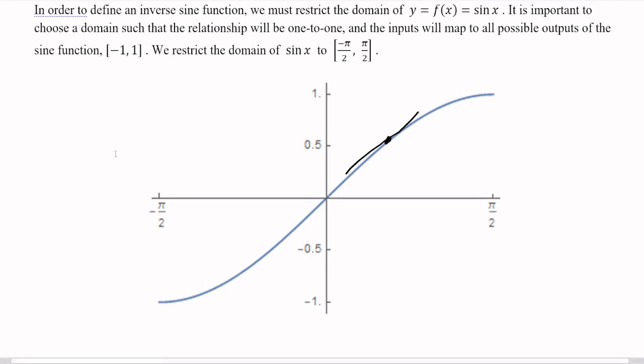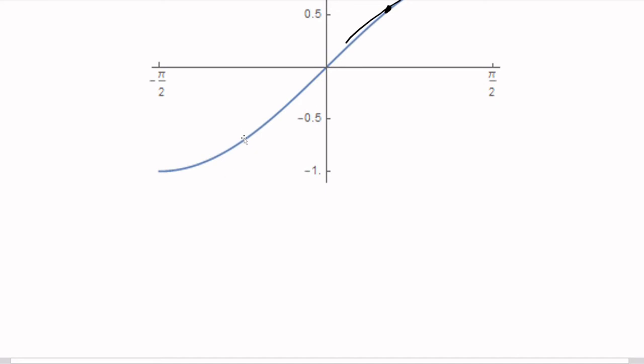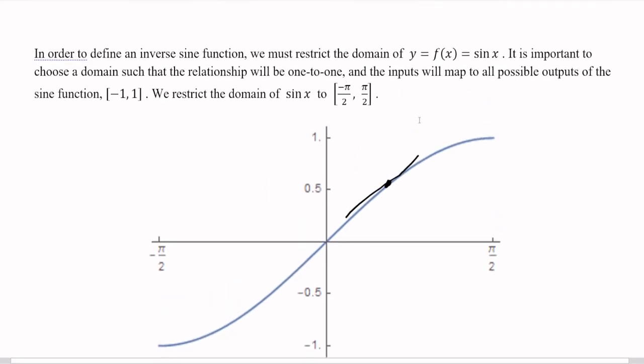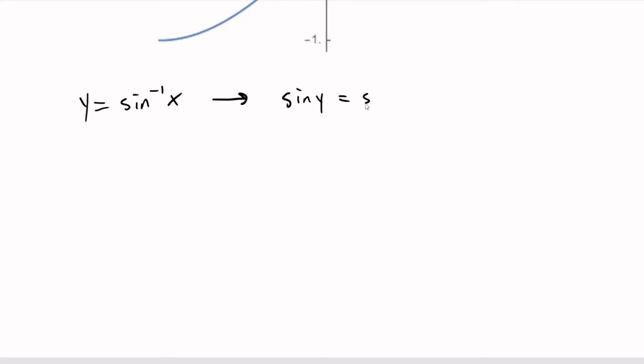So how do we do the derivative? Well, the way we do a derivative here is we actually use implicit differentiation. Let's do that down here. y equals sine inverse x. Here's the trick. Sine inverse, I don't like it. I like sine better. So we're going to take the sine of both sides.